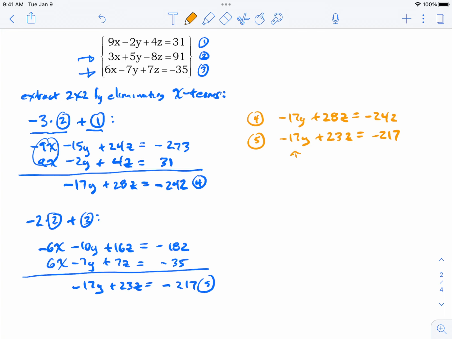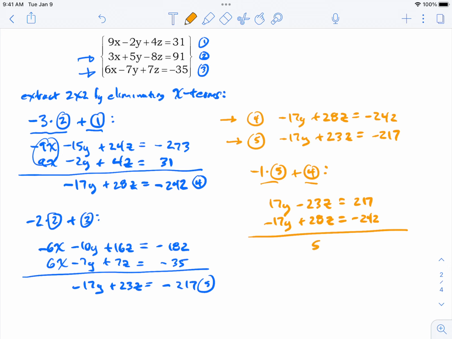Looks like the y's are kind of begging us to do something here. So I think what I'll do is I'll just take a negative 1 times my equation 5, and I'll add my equation 4 to it. That's my plan. So a negative 1 all the way across here would give me a positive 17y, a negative 23z equals a positive 217. Okay, that's this part. Now take equation 4 as is. So I'm looking across at this now. Negative 17y plus 28z equals a negative 242. I'm ready to add these equations.